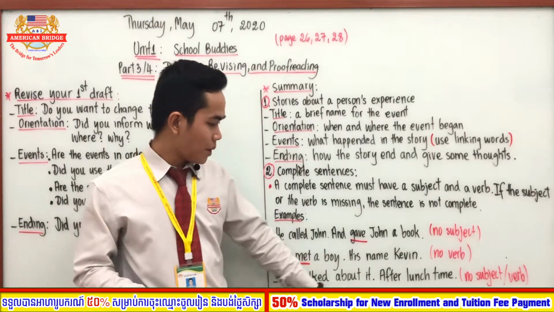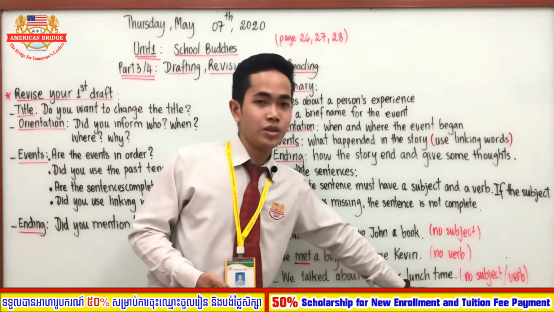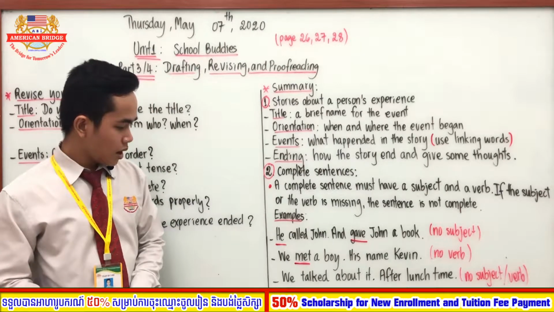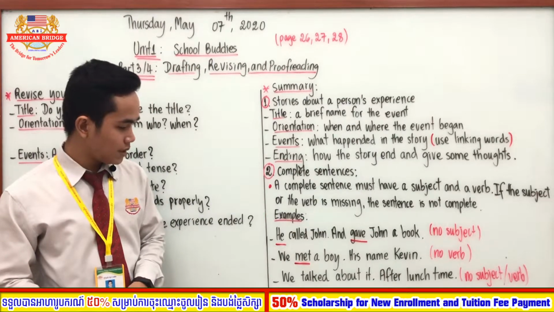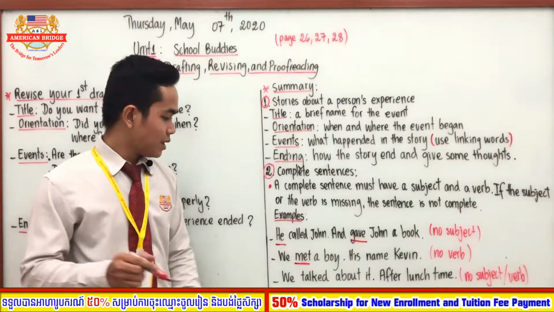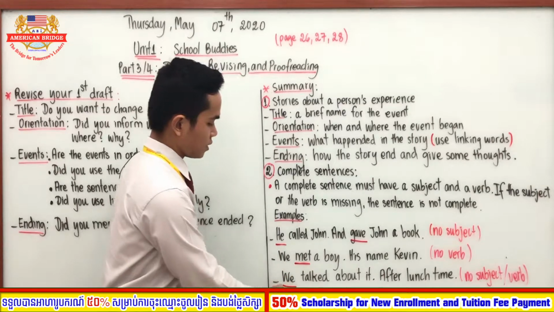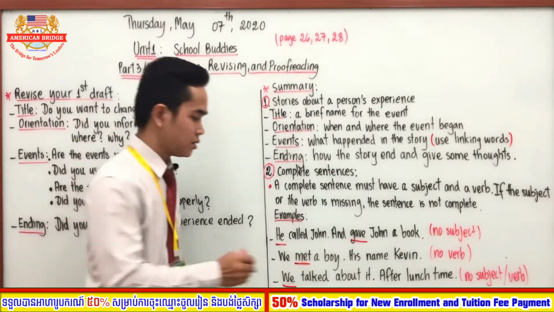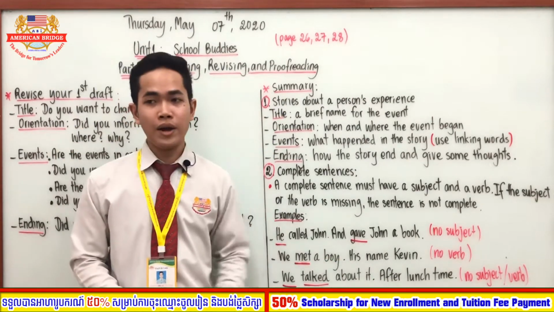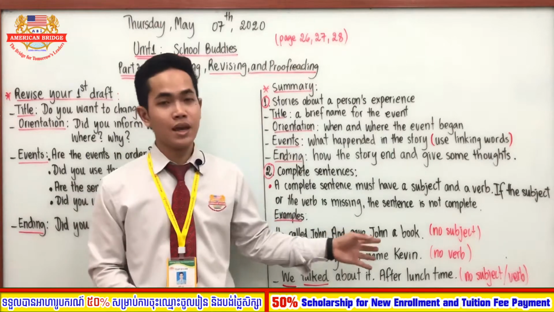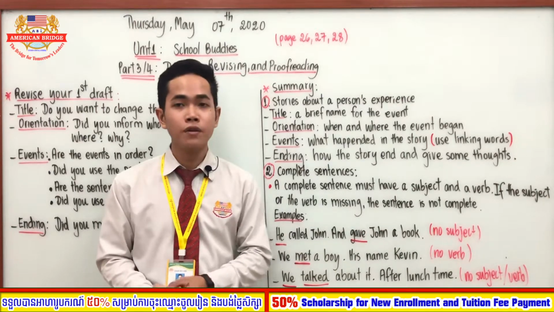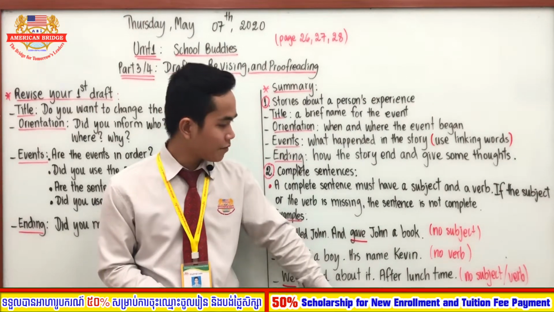Next, we talked about it after lunchtime. After lunchtime. So I want you to find out which one is the subject and which one is the verb in this sentence. In the first sentence, we is the subject. Talked is the verb, right? We talked about it. Get it? But in our next sentence, after lunchtime, we don't have a subject or a verb at all, right? As you can see, after lunchtime.